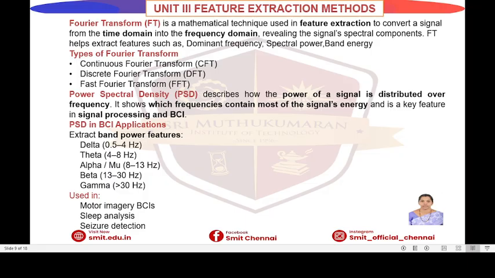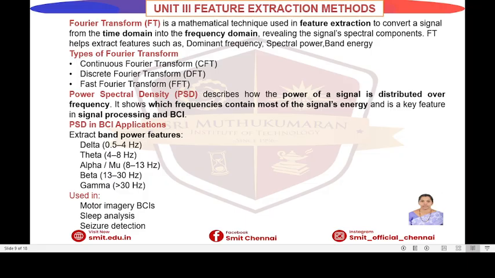First one is the Fourier transform. It is a mathematical technique which converts the time domain into the frequency domain. Here it mainly helps to extract features, that is the dominant frequency, spectral power and also band energy. We have some types of Fourier transform, that is continuous Fourier transform CFT, discrete Fourier transform DFT and fast Fourier transform.